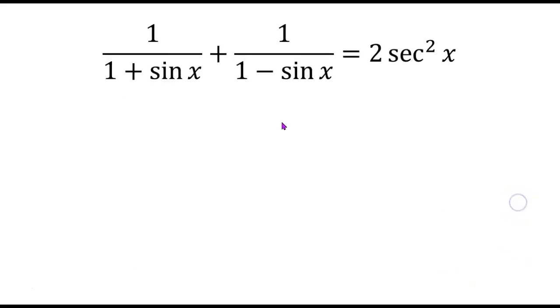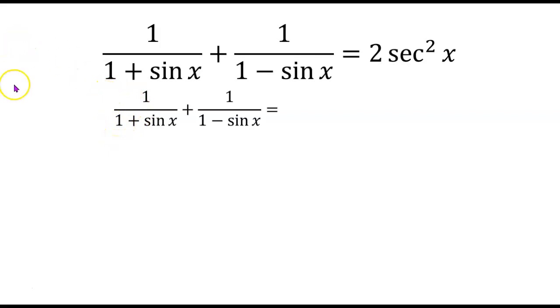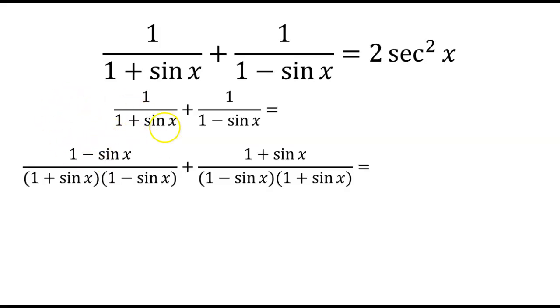Okay, how about this one? 1 over 1 plus sine x plus 1 over 1 minus sine x equals 2 secant squared x. Okay, let's start with the left. It looks a little more complicated, and maybe it's better to start with the side that looks more complicated because that gives you more things to grab onto or things to work with. Okay, we have these two fractions that if I wanted to add them together, to add fractions, you need a common denominator. So let me get these to have the same denominator as each other by multiplying the first fraction by 1 minus sine x on top and on the bottom, and multiplying the second fraction by 1 plus sine x on top and on the bottom.